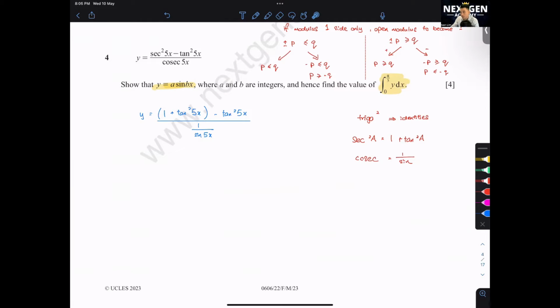Yes, Hanif. See here? Tangent square can cancel off. So I'll get 1 over, why don't I change it directly equals to 1? What do you mean?